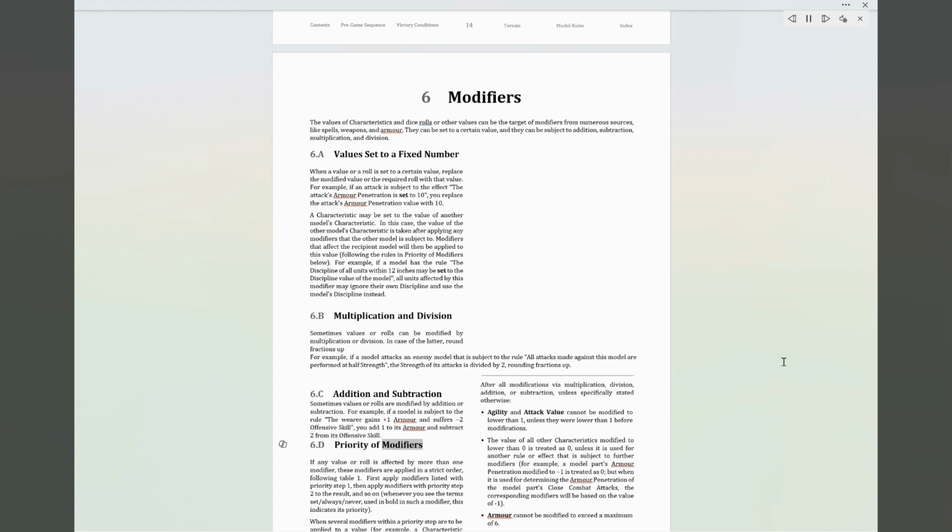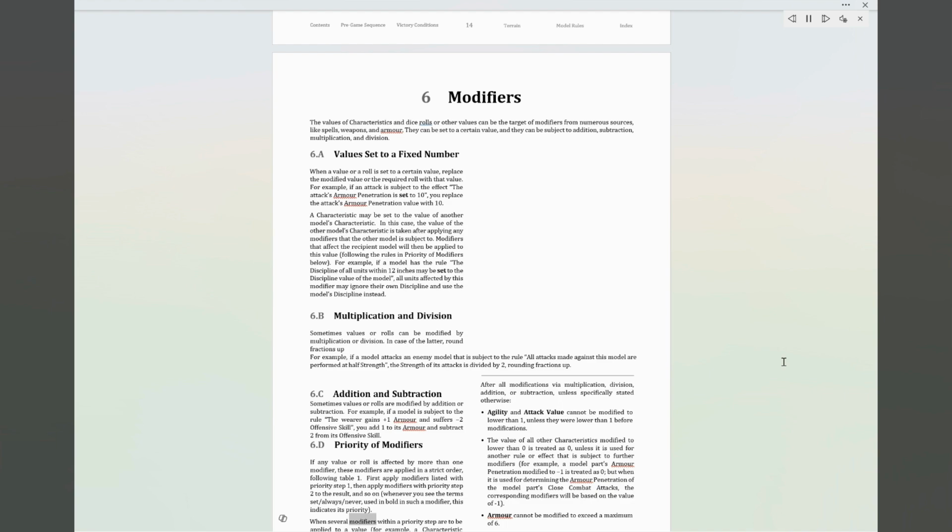Priority of modifiers. If any value or roll is affected by more than one modifier, these modifiers are applied in a strict order, following Table 1. First apply modifiers listed with priority step 1, then apply modifiers with priority step 2 to the result, and so on. Whenever you see the term set, always, never used in bold in such a modifier, this indicates its priority.